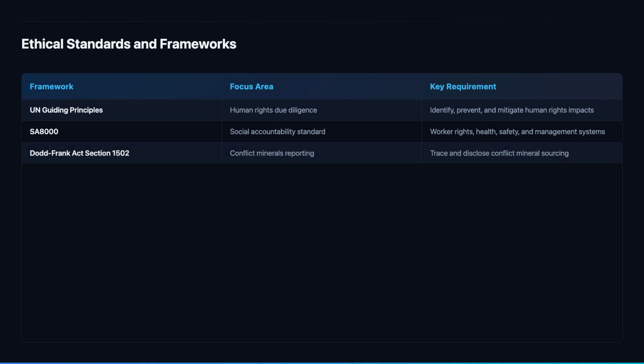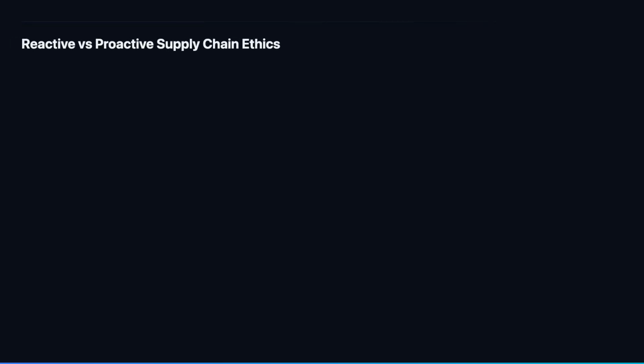This regulation requires companies to investigate and report whether their products contain conflict minerals. Modern slavery legislation requires organizations to publicly disclose the steps they take to prevent forced labor. The most effective organizations take a proactive rather than reactive approach to supply chain ethics.